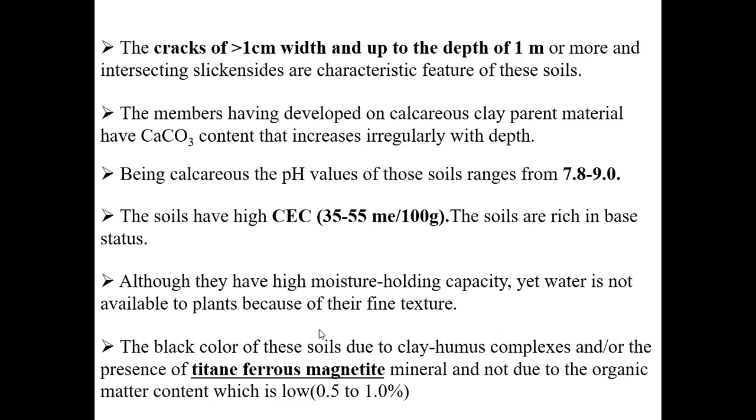Next, the cracks: sometimes you can see cracks more than 1 centimeter wide and up to a depth of 1 meter, and intersecting slickensides. These soils are developed on calcareous parent material, where calcium carbonate content increases irregularly with depth. Whenever these soils are developed on any calcareous or calcium-containing material, you can see some calcium carbonate deposits with irregular development.